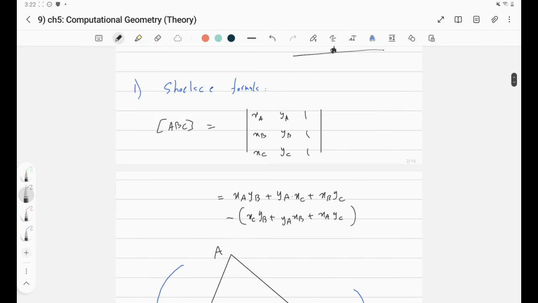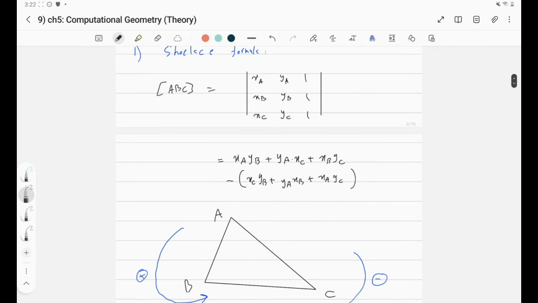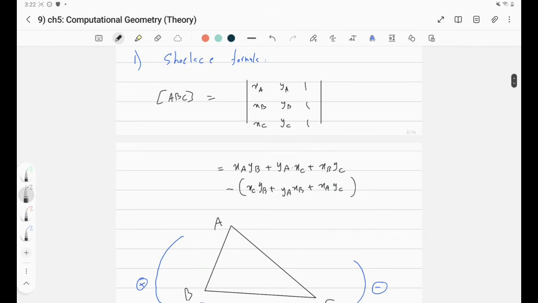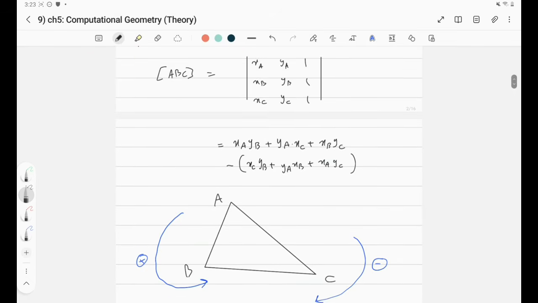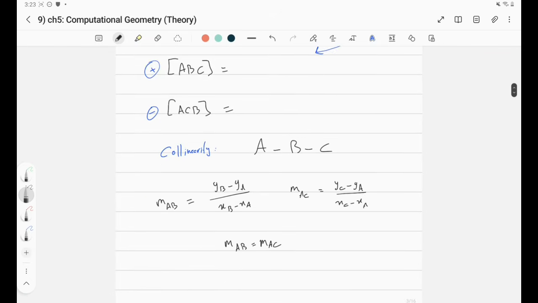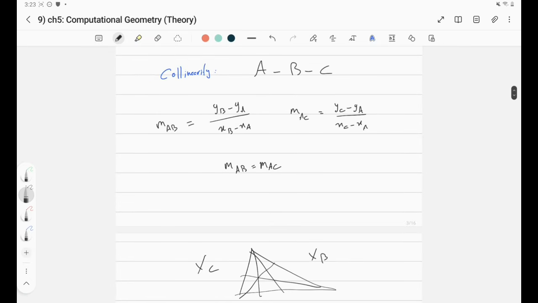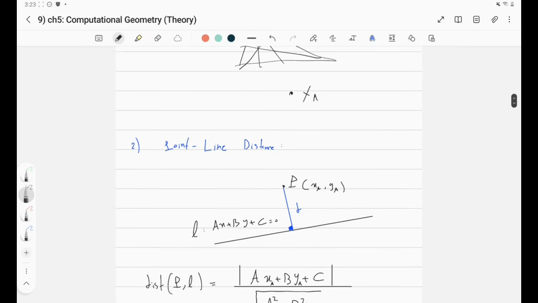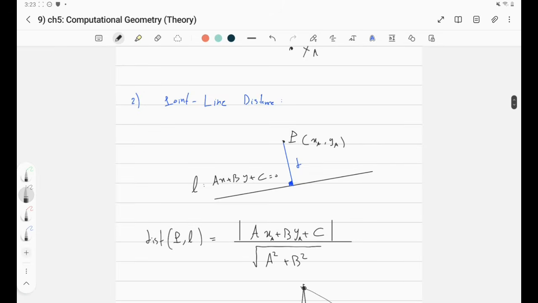Slopes are very nice. We discussed the Shoelace formula. We saw it's a very nice way to find the area, and if you are experienced with determinants, then you can use it. Otherwise, just go for the normal collinearity idea: two slopes are equal. We also saw the point-line distance, which was a nice formula.